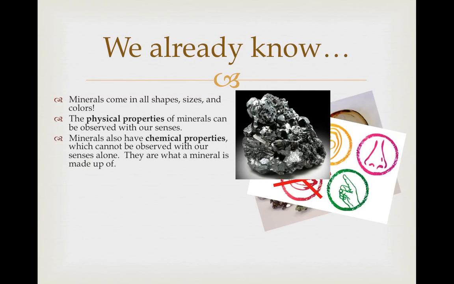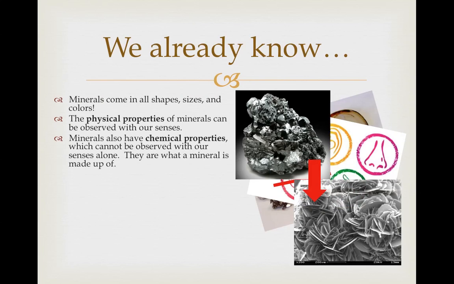Minerals also have chemical properties, which cannot be observed with our senses alone. They're what a mineral is made up of. Scientists use a variety of tools in order to determine the chemical properties of minerals. For example, a geologist may use a scanning electron microscope in order to take a peek inside this mineral and see what it's made up of.